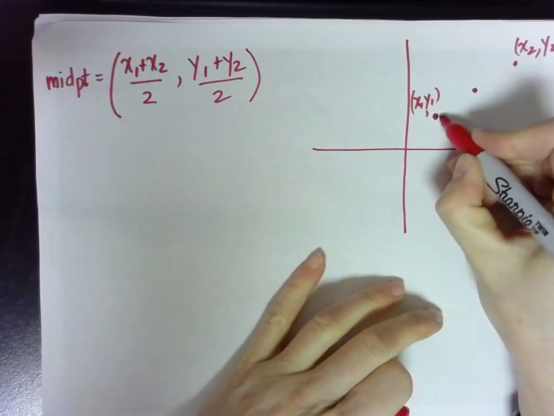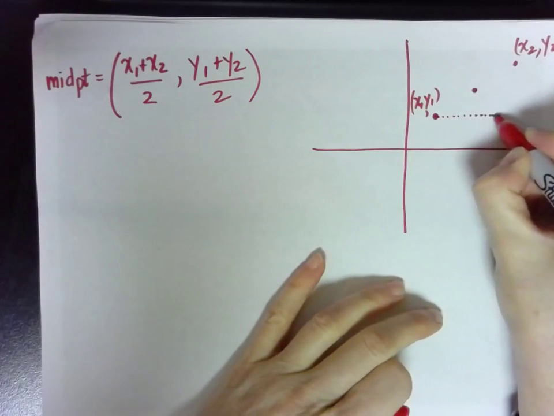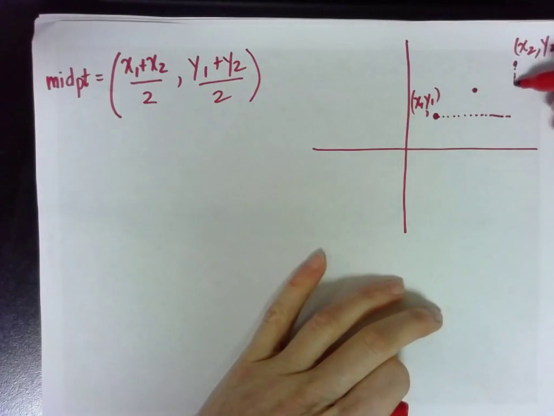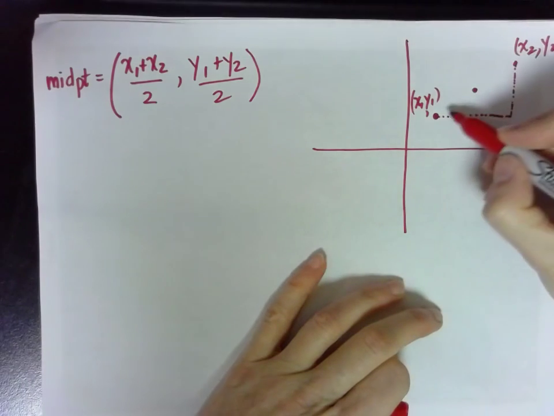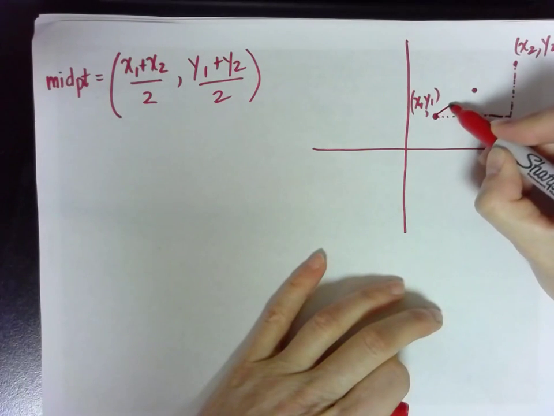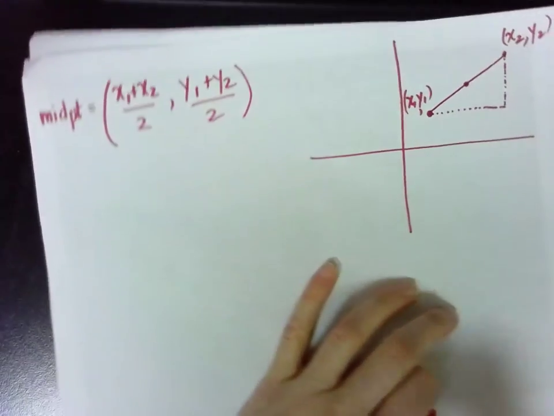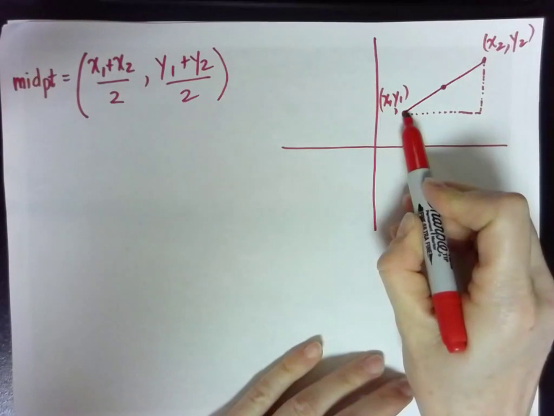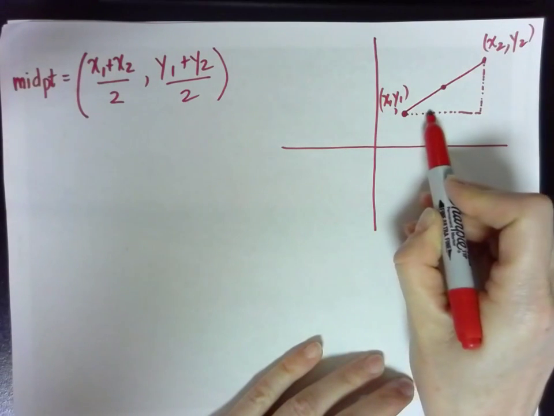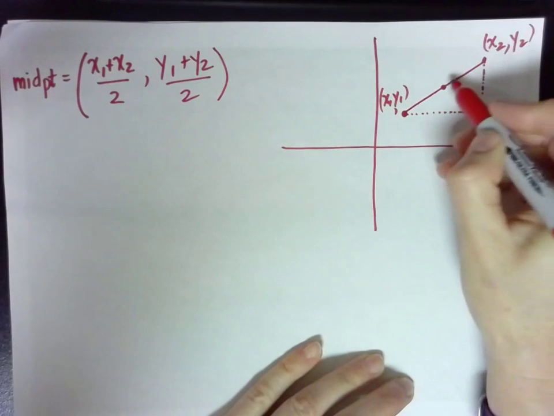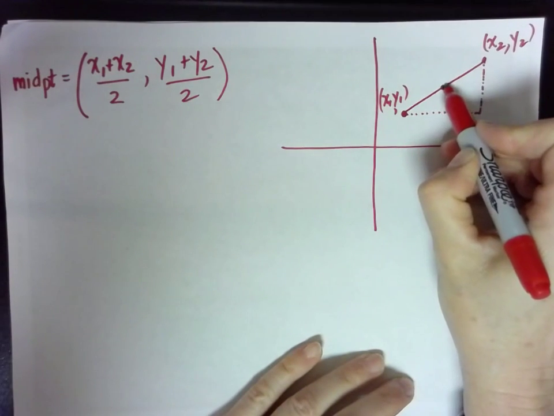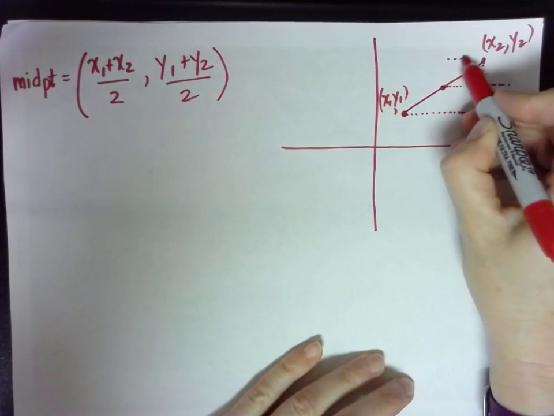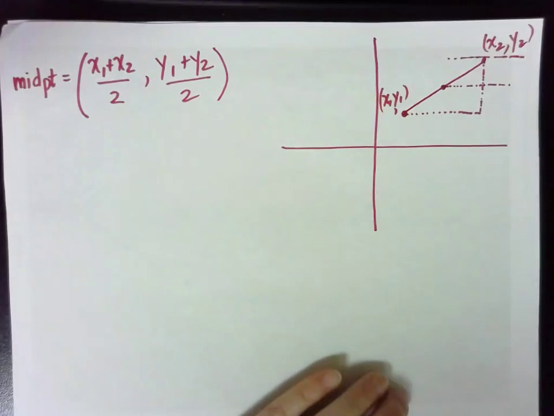So let's extend a parallel line over here and extend one down here and connect the 2 points. Okay, so this line that's going through x1 is parallel to the x-axis, and I'm going to draw another line that's parallel to the x-axis here, and another one that's parallel to the x-axis that goes through x2.